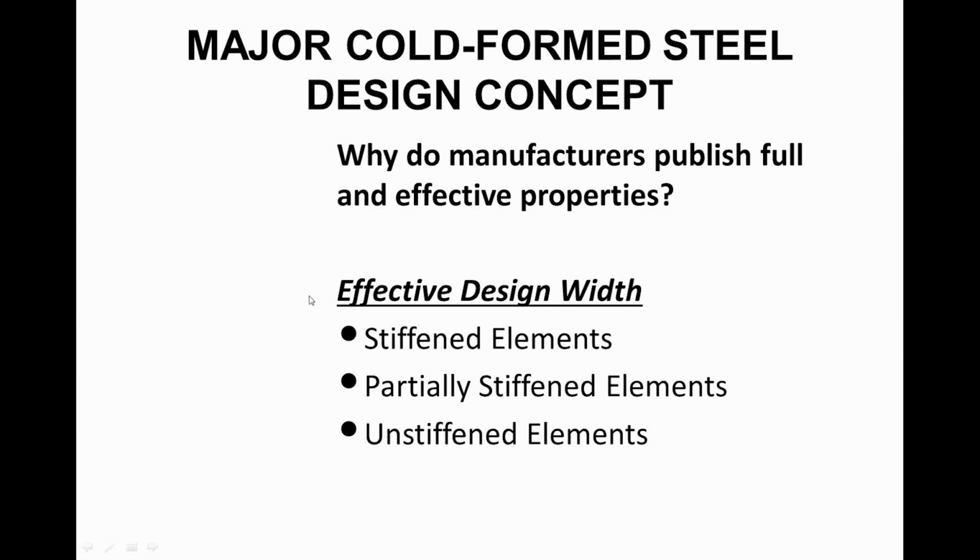What S100 does is enable me to calculate what we're going to call an effective design width. It's based upon the stiffness of the element, whether it's a flange element, a web element, or an edge stiffener. So that's what these three elements would do. A stiffened element would be the web element, for example. A partially stiffened element would be the flange of a C-section, and the unstiffened element would be the edge stiffener of that C-section, or it would be the flange of a track section. And what this effective width or design width does is enable me to incorporate within my calculations the influence that local buckling will have on my design.